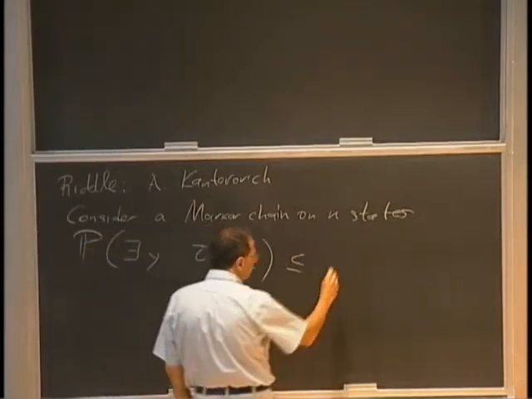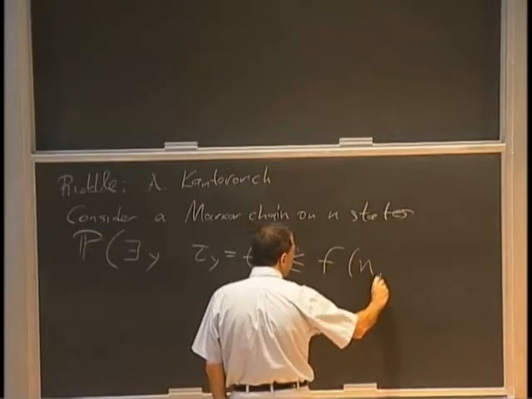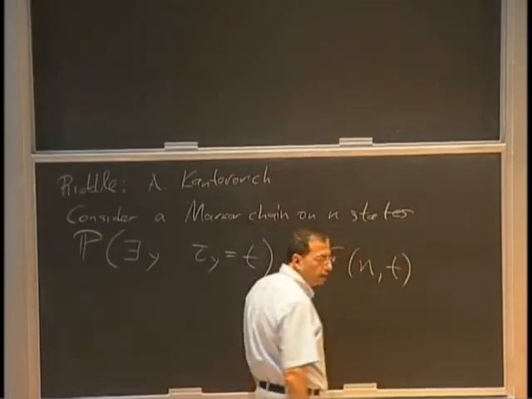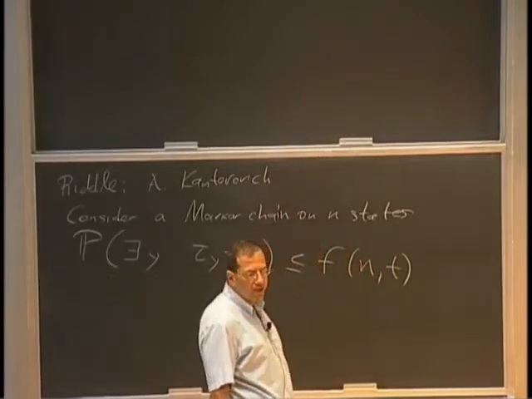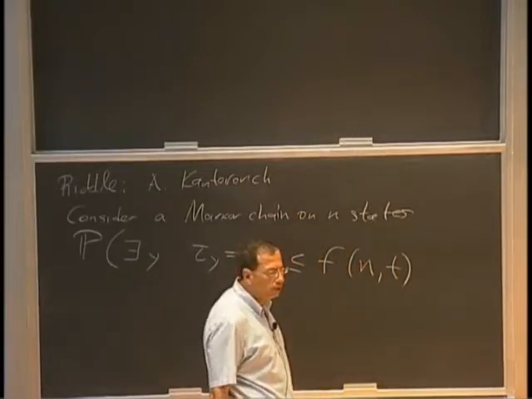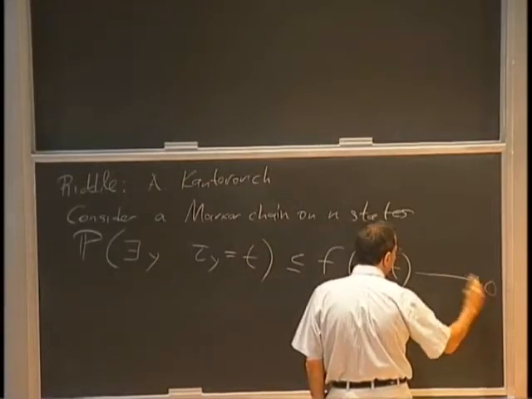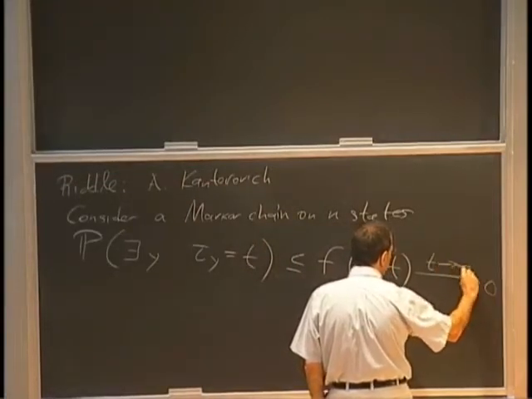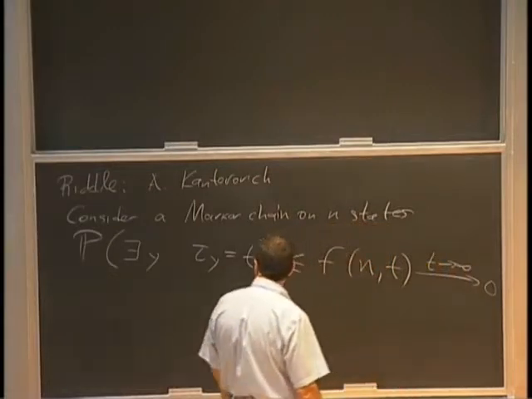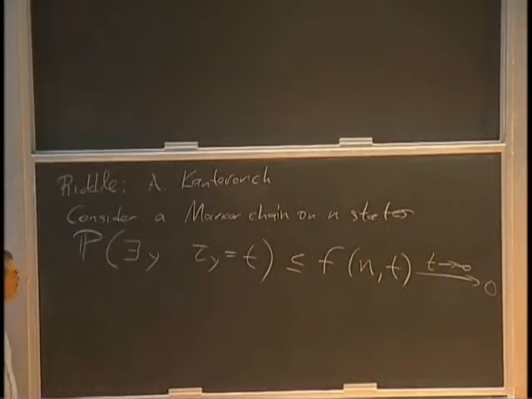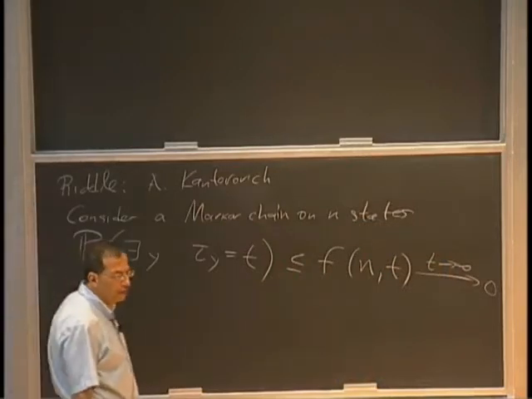And the game is to bound this just as a function of n and t, so not relying on any parameters of the chain, no reversibility assumption, no degree assumption. And this function should, of course, go to 0 as t tends to infinity. So that was his challenge, find the best function of this type.